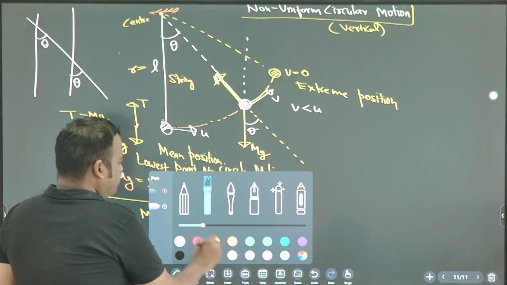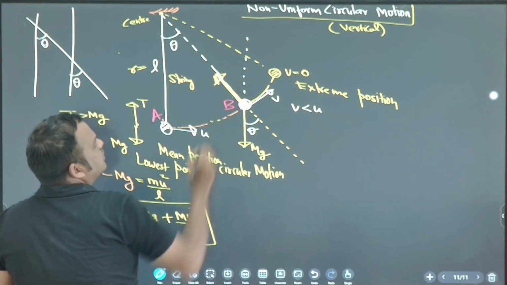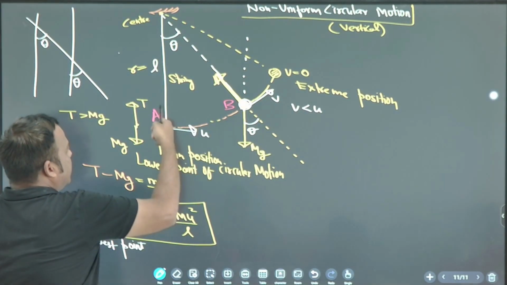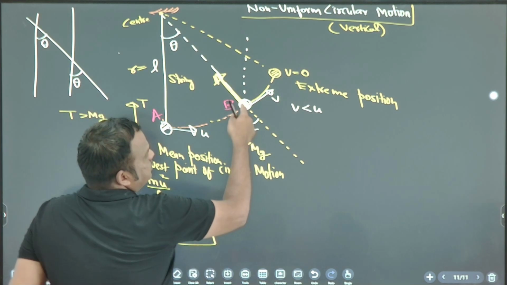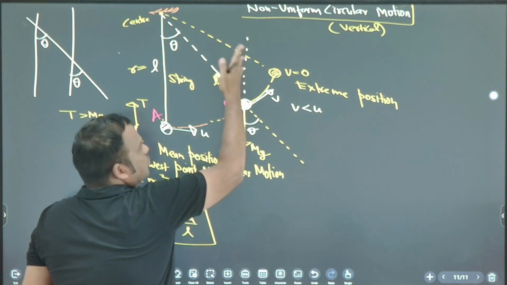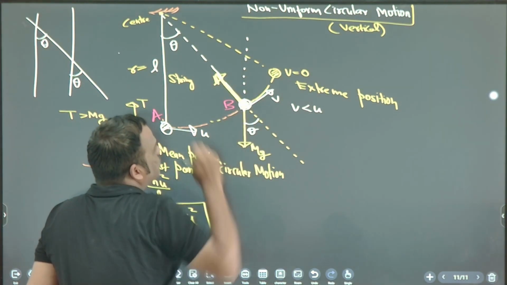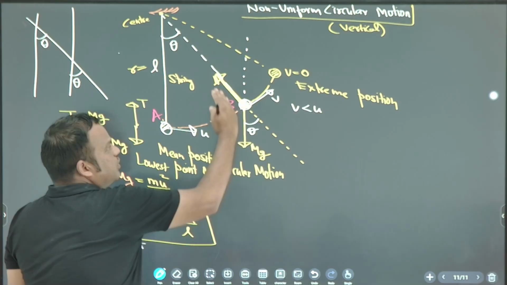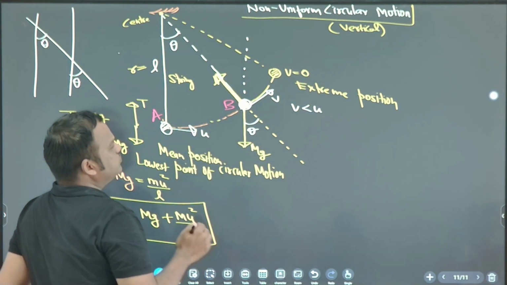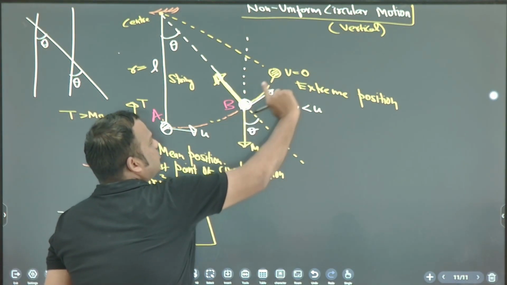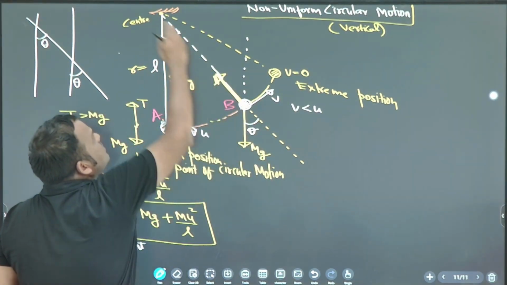So you call these points. Suppose this point is A, this point is B. At A, tension is up, mg is down. But at B, tension is not up, it is along the string, and mg is down. Now don't take the component of tension, take the component of mg. Why? Because we have to break forces along the tangent to the circle and along the radius.